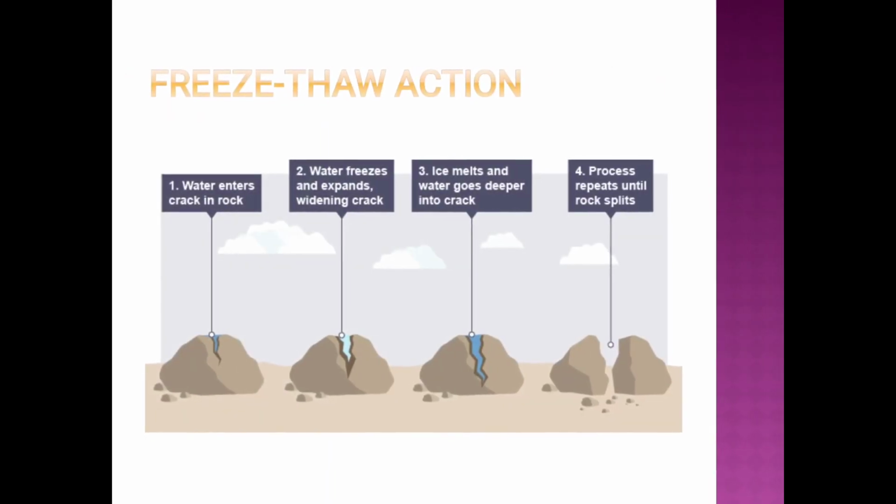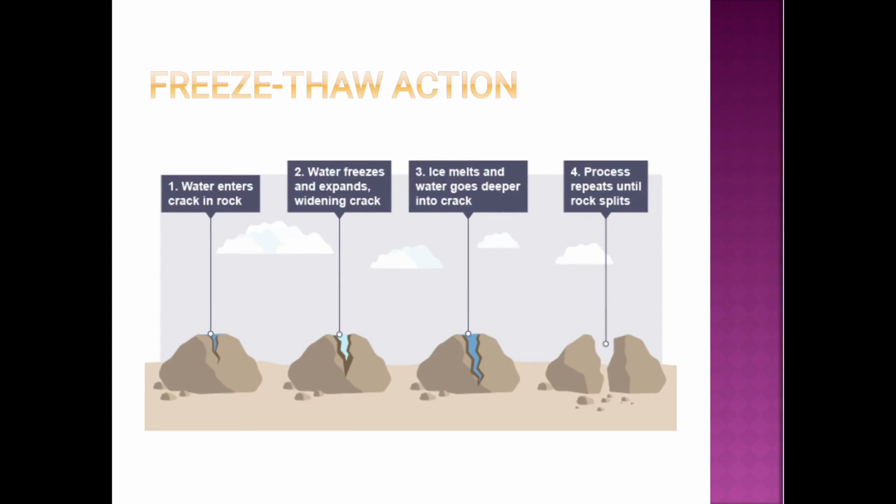The next type is freeze and thaw action. In mountainous areas, the temperature in the atmosphere may drop below freezing point. This causes water in the cracks to freeze. When water changes into ice, its volume increases by 10%. This strains and forces the cracks or joints in the rocks to become larger. In the day, the ice in the cracks melts and the stress is released. The repeated freeze and thaw action weakens the rock, which causes it to break down into regular pieces over time.